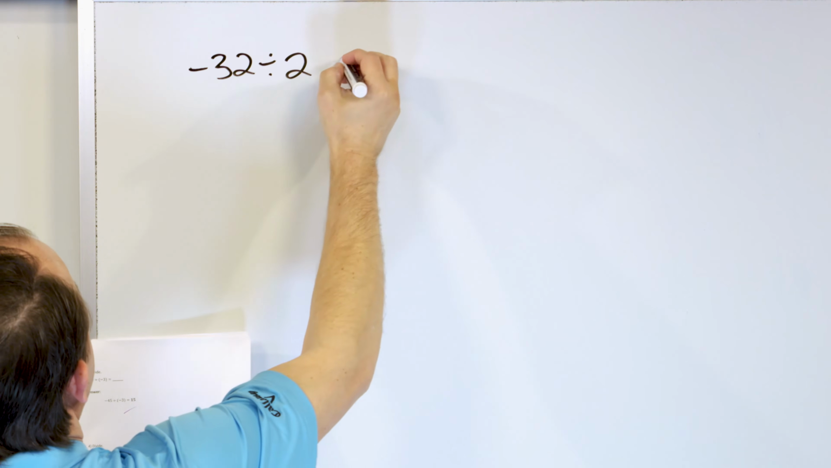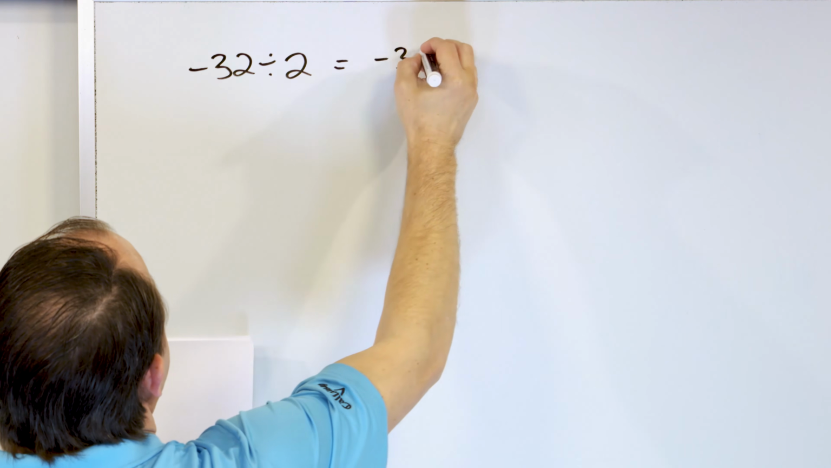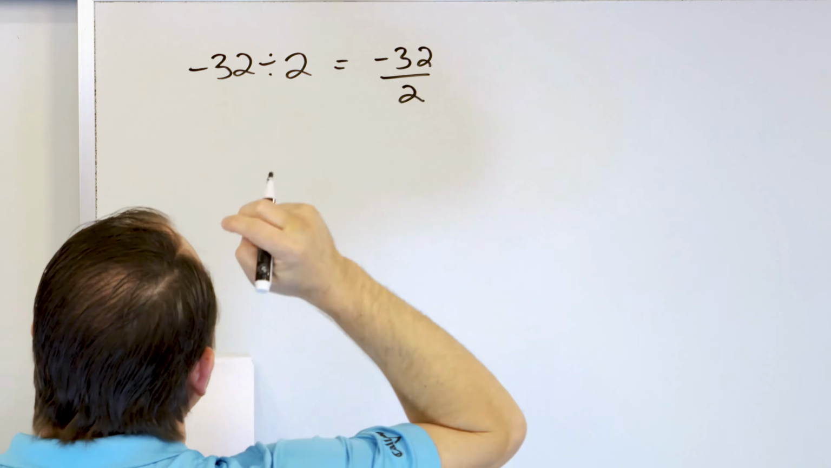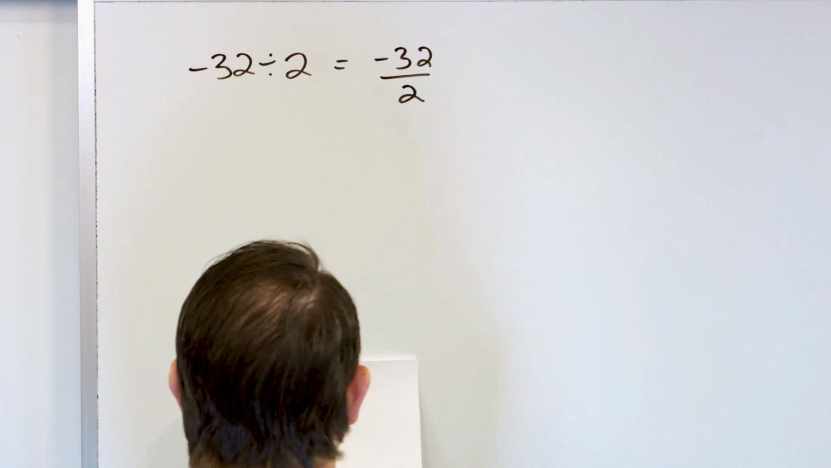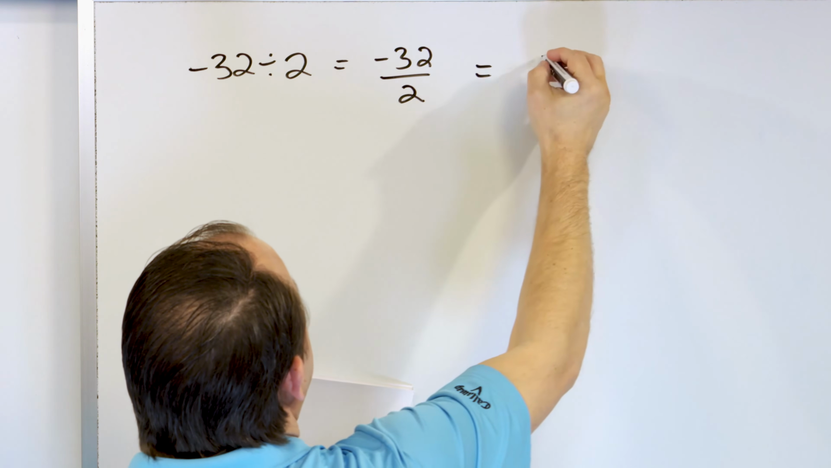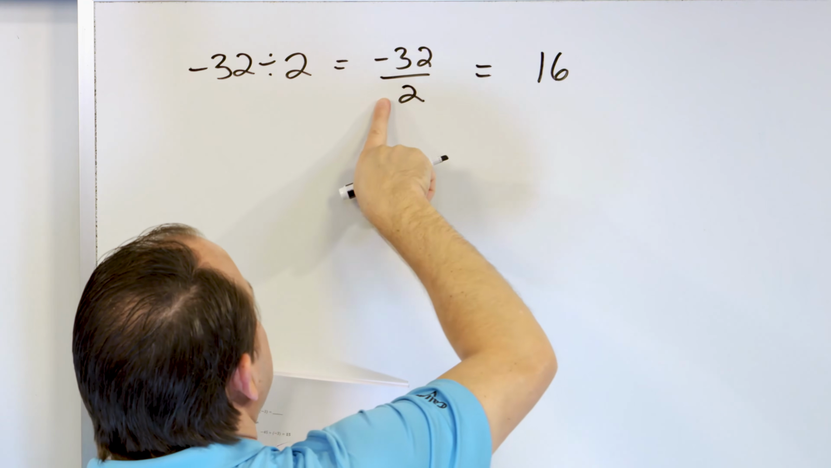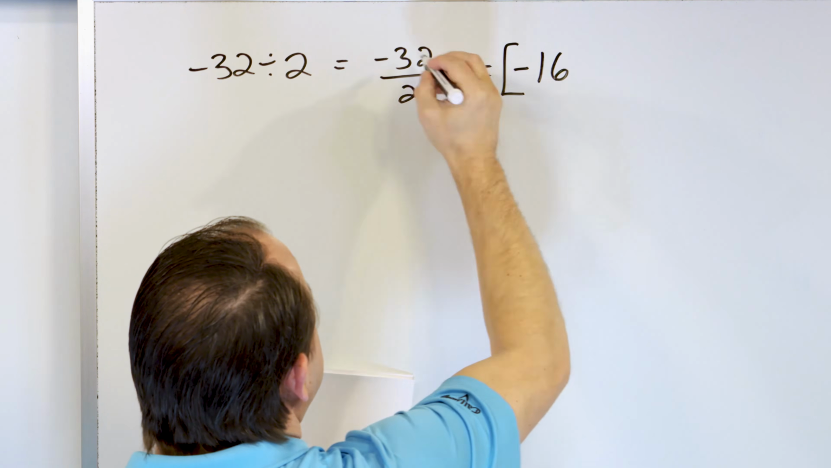All right, what about negative 32? Let's divide that by 2. So negative 32 divided by 2. This is one I happen to remember. 32 divided by 2 is 16. And so I'm going to put 16 down. And because it's negative divided by positive, the answer is a negative 16 because the signs are different.